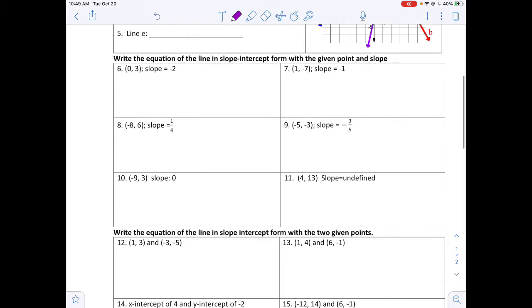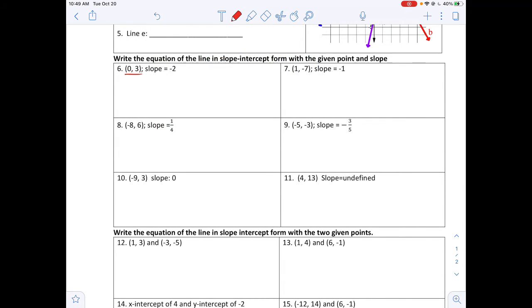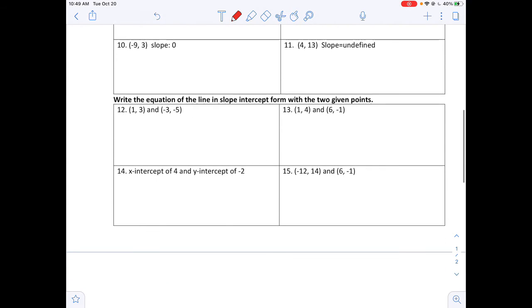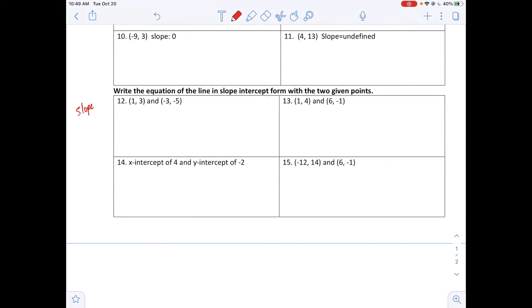Here you're given point-slope form. So you're given a point and a slope. You're going to write it in point-slope form first. And then you're going to simplify to get it into y-intercept form. That's what you're going to do for those 6. And then these, you're going to do the same thing, but you're going to find your slope first, and then put it into point-slope form, and then put it into y-intercept form.